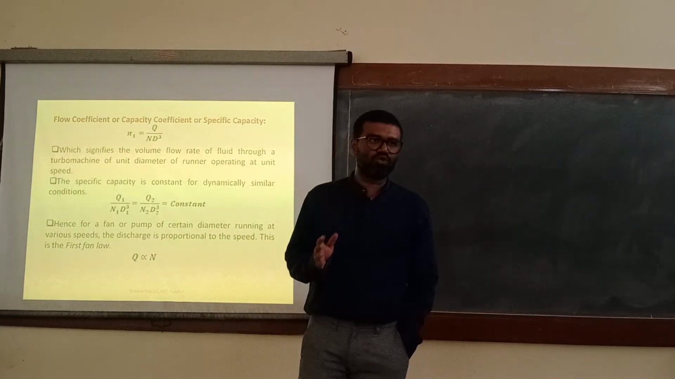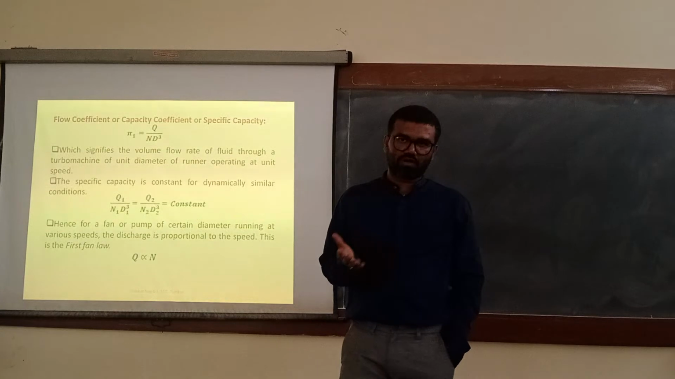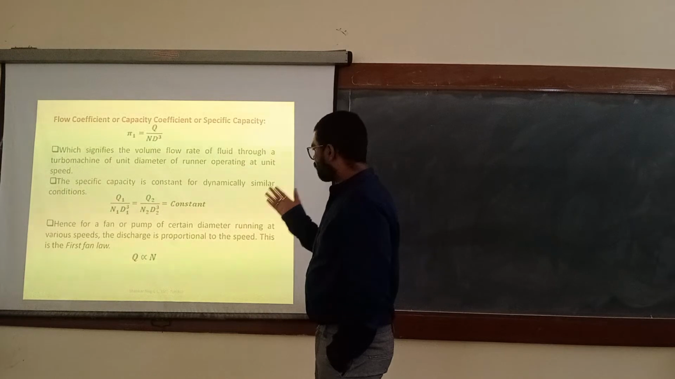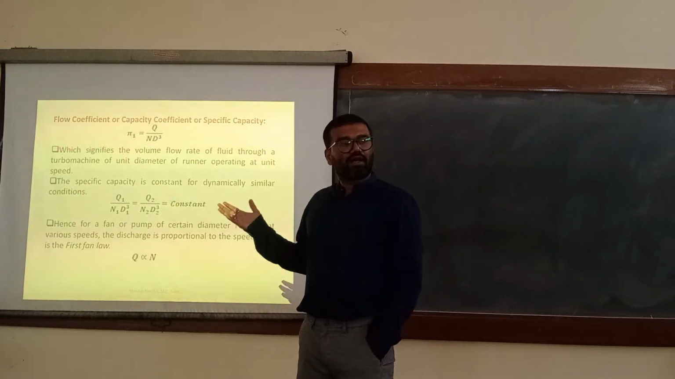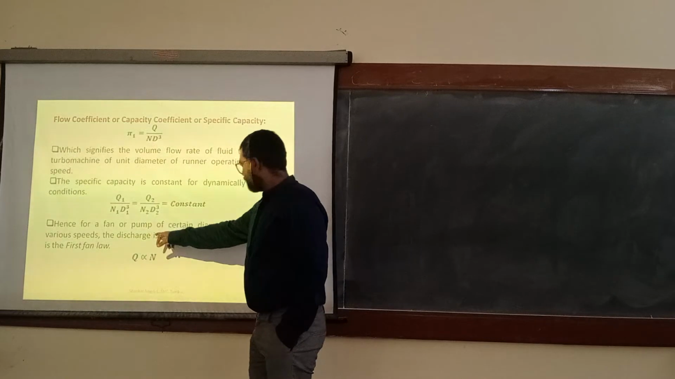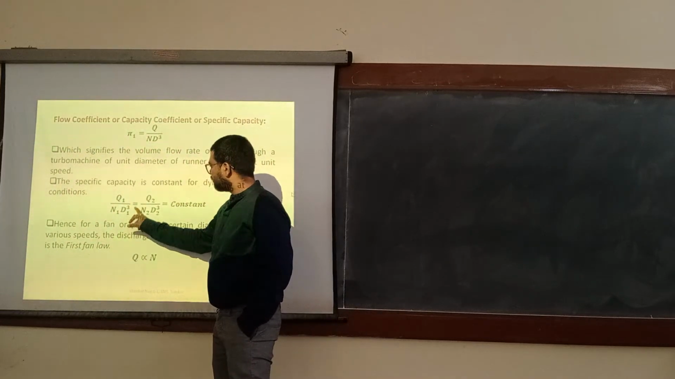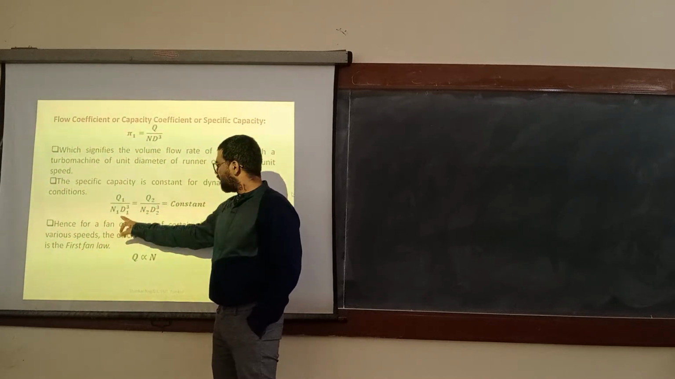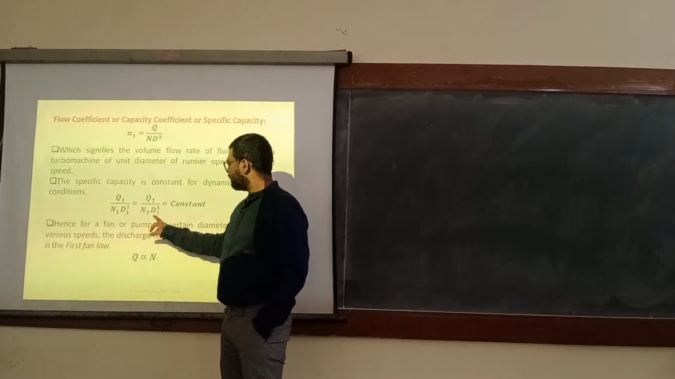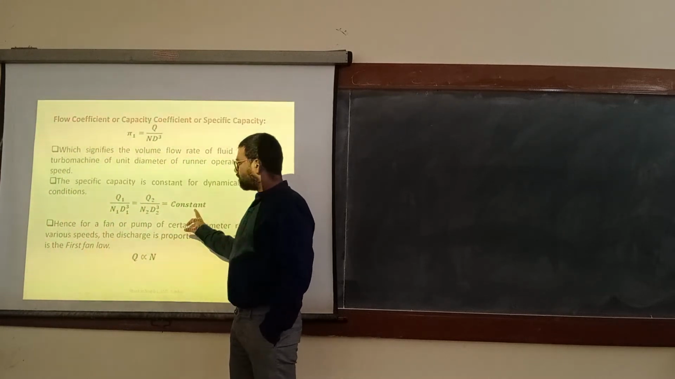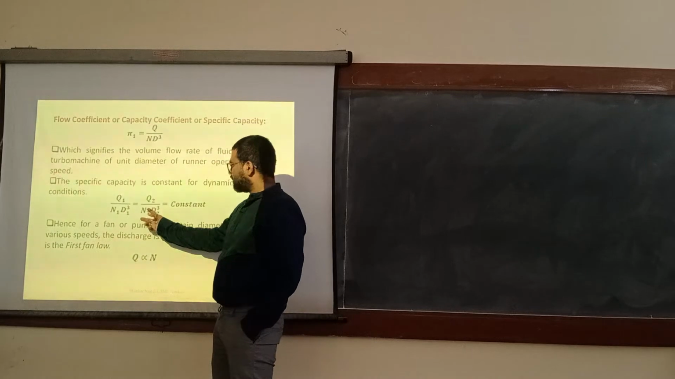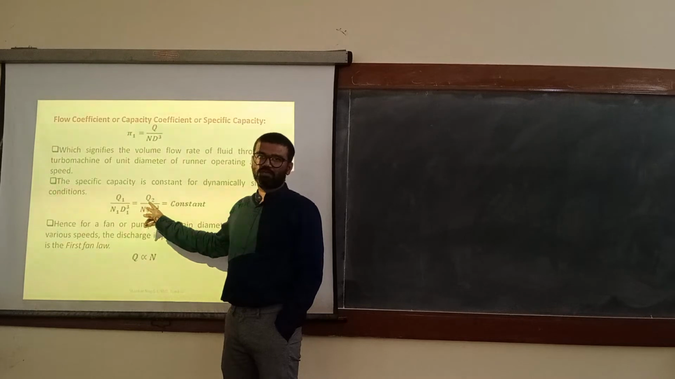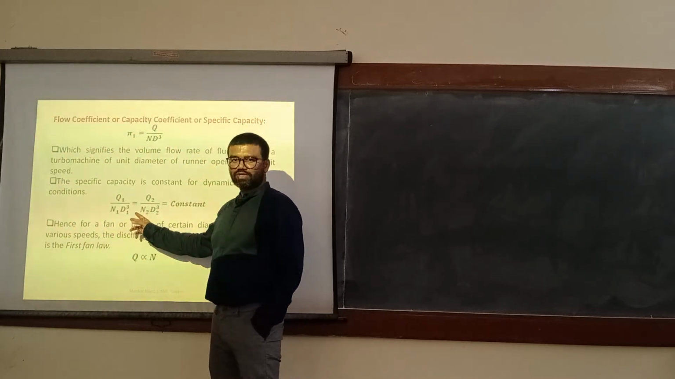That means if you consider any two machines, let it be model or prototype, that are dynamically similar, then the flow coefficient will be equal and constant. It is represented as Q1 divided by N1 D1 cubed equal to Q2 divided by N2 D2 cubed, equal to a constant. This condition applies for dynamically similar conditions, that means for any two dynamically similar machines we can consider the flow coefficient like this.